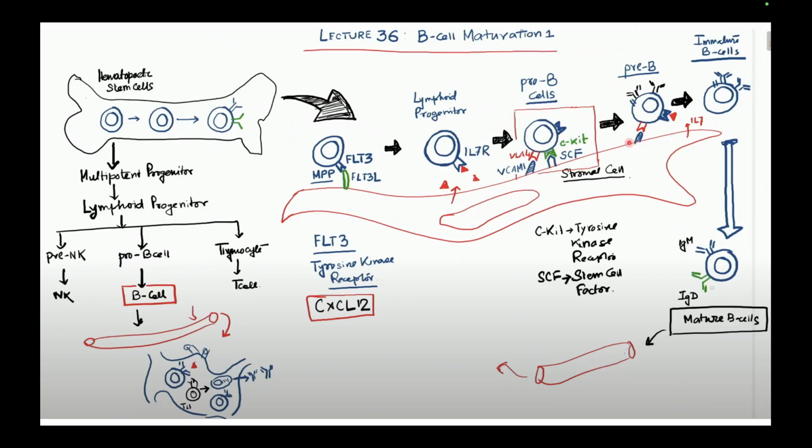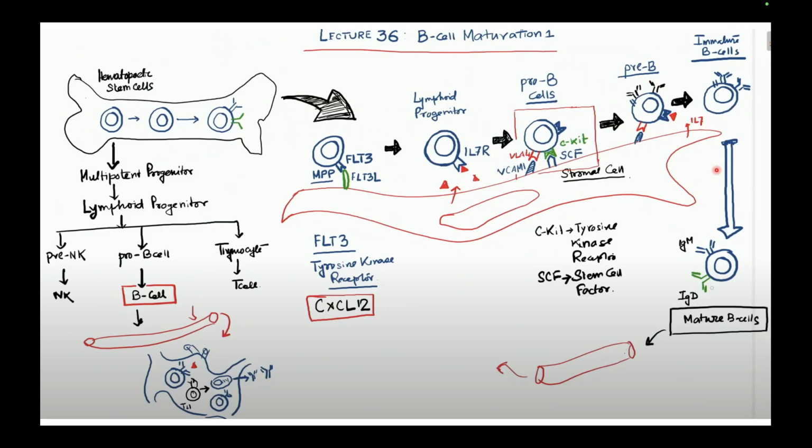After that, it gets converted to the pre-B cell. Now this pre-B cell starts expressing the antibody on its surface, the IgM, along with Ig alpha and Ig beta as receptors. And then IL-7 also plays a very important role.